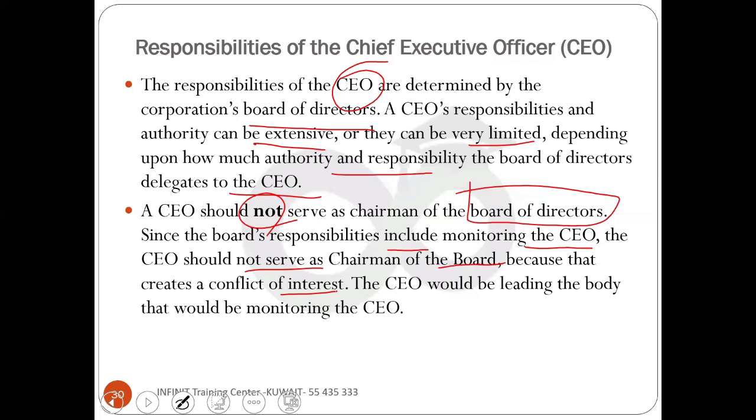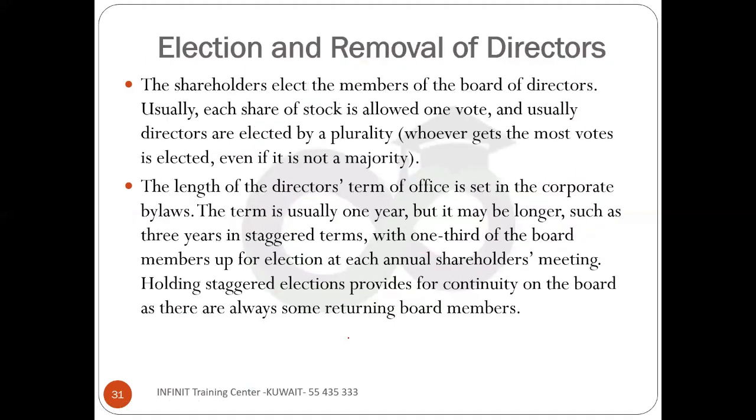CEO would be leading the body that would be monitoring the CEO. In such cases, what will happen? If he is the chairman of the board, then you can say CEO is actually leading a body, and that body will be monitoring the management, which is led by CEO itself. So that doesn't make sense, or conflicts of interest will be there. So CEO cannot be chairman of board.